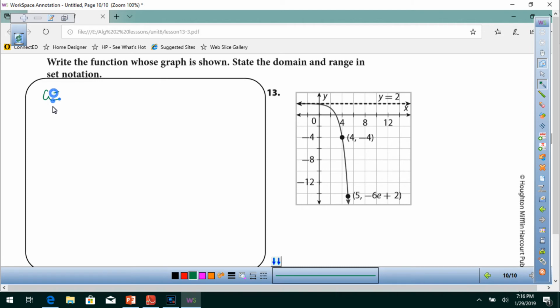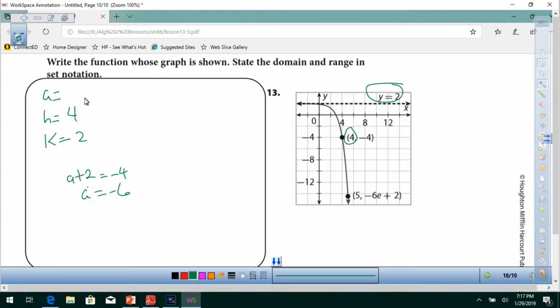What is A? What is H? And what is K? Well, I'm looking, I got right here, so K is 2. H, I got right here, that's 4. And then I got A plus K equals negative 4. And I already know that K is 2, right? So I subtract 2. A is negative 6. So let's try that.